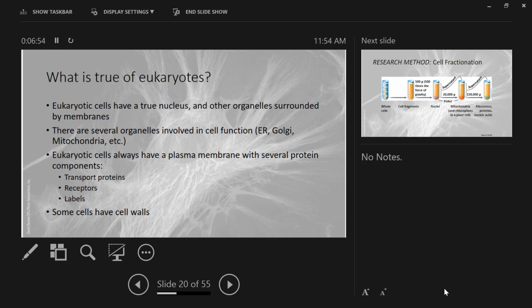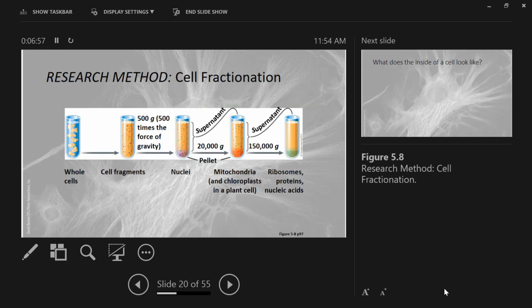Here's what they do to figure some of this stuff out. They do what's called cell fractionation. So they take whole cells in a test tube, alive, living, just rocking life. And then you spin these cells at an incredibly high rate, so you force them to experience a force 500 times the force of Earth's gravity.